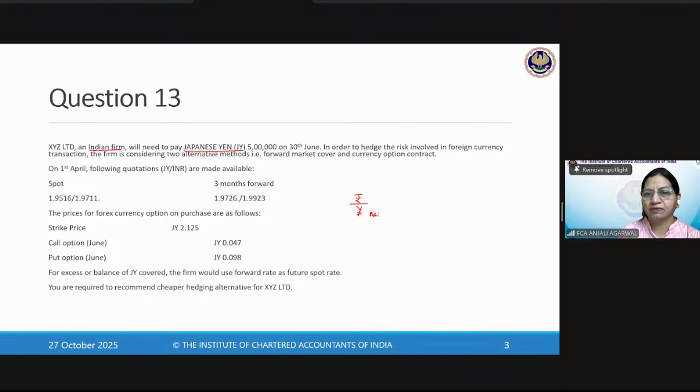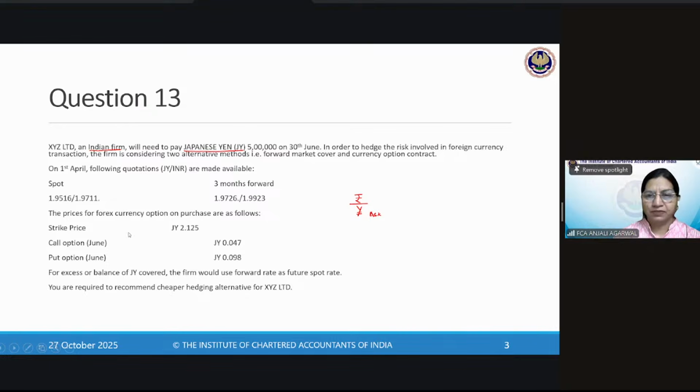Once again, ask will be applicable for the quote. So this is the spot. Forward rate is given. But here again, what rates are given to you is yen by rupee. So you'll have to inverse the quotes. 1 upon 1.9516 would be your spot, and 1 upon 1.9726 would be the forward. So 500,000 divided by 1.9726 is what you have to pay in rupees to buy 500,000 yen after 3 months.